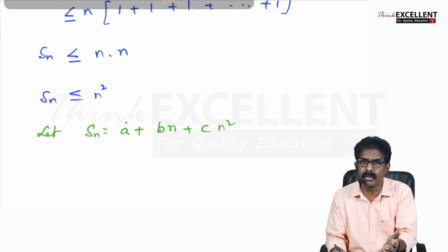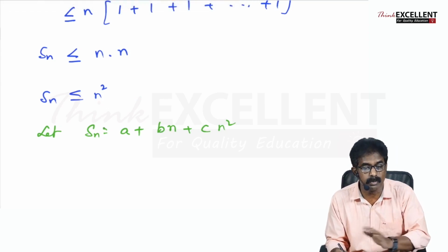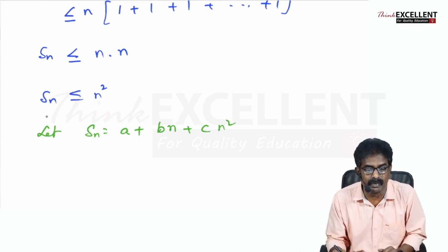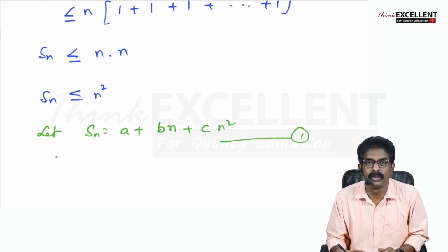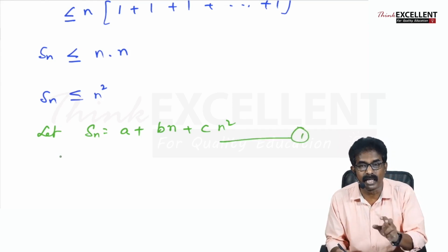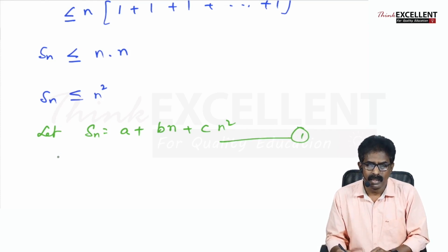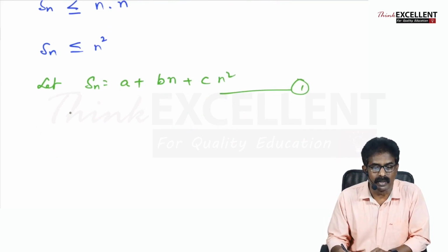Sometimes even that n square term may be 0. So in that case, the c value will automatically become 0. So it cannot be more than that. Sn is less than or equal to n square, no higher power. Okay, right up to this. So this is your answer. Don't underline and run away. Okay, so we have to find the values of a, b, c. Now let us see how to find this a, b, c.